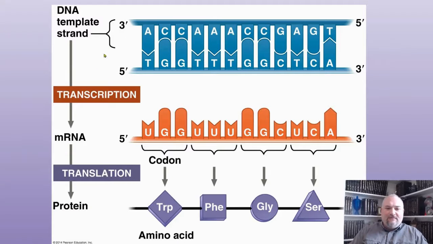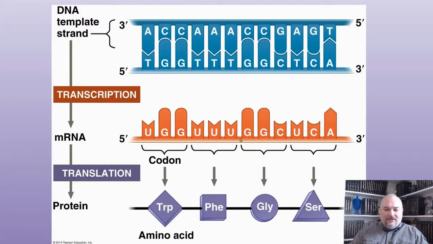So here, just a visual of it. Here's our DNA, 3' to 5' here. We make our mRNA from this instance. We're matching it up here, right? A with U, G with C, C with G. So we're going 3' to 5'.